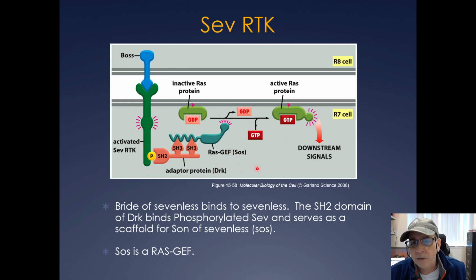RAS is locked in its GTP-bound form in so many cancers, so it's such an important thing to understand that Son of Sevenless is a RAS-GEF, and it causes the exchange of GDP for GTP. And in general, the whole system, and the screening for Bride of Sevenless and Sevenless and all of this, is such a great story. Okay.